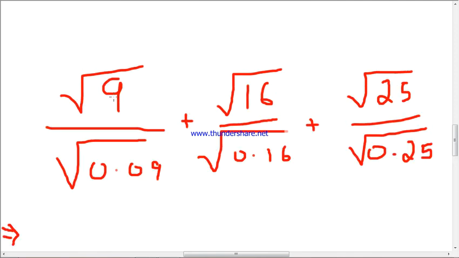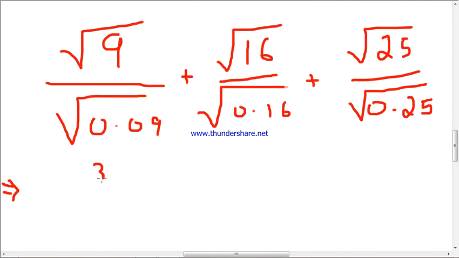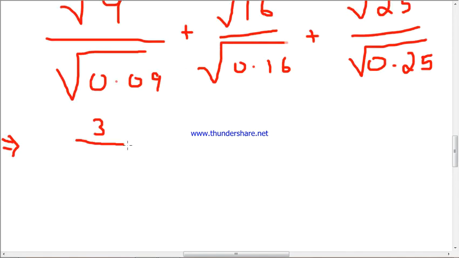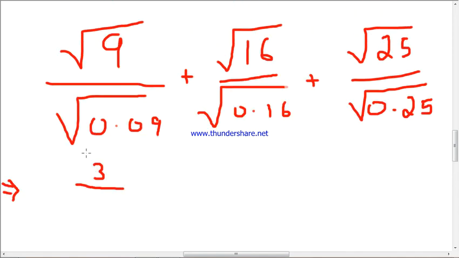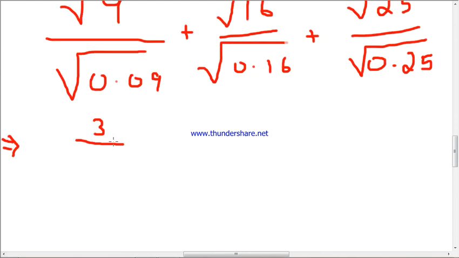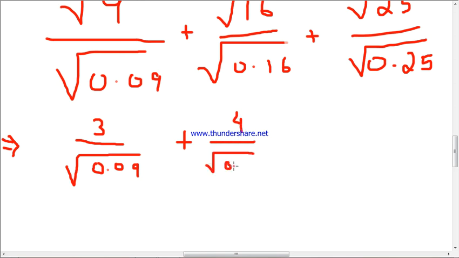Okay, so root over of 9 is what? 3. Yeah, this you already know. Now for 0.09 also you can do directly. If the root over of 9 is 3, then root over of 0.09 is 0.3, but I will not do directly. I will show you how it's done. You copy the same thing, 0.09, plus root over 16 is nothing but 4 divided by root over of 0.16. Root over of 25 is 5 divided by root over of 0.25.